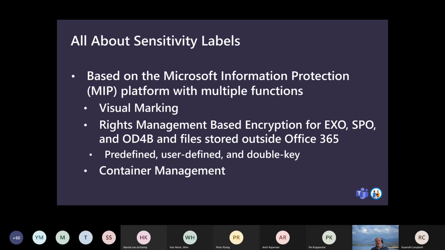Things like graphics files stored outside Office 365. But the point is, if you've got Office 365 licenses, you can use rights management based encryption for Exchange, SharePoint, or OneDrive for Business. Anything stored in there, you can apply these sensitivity labels to.